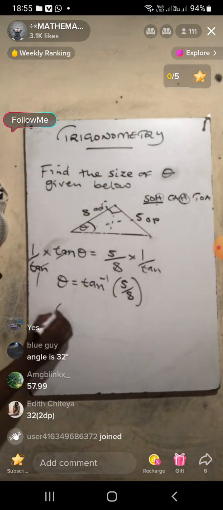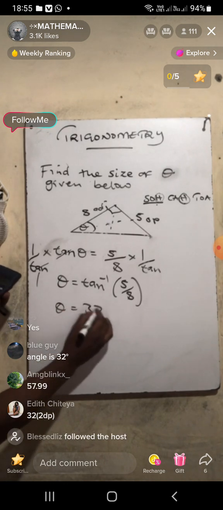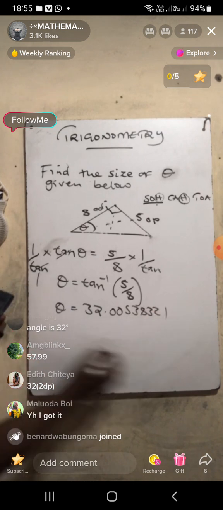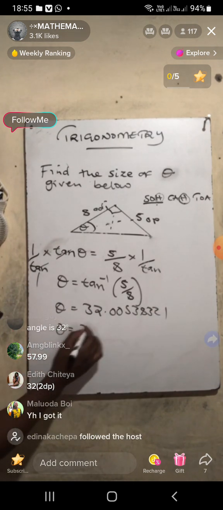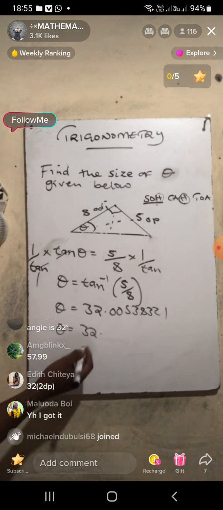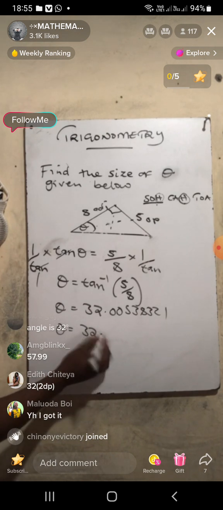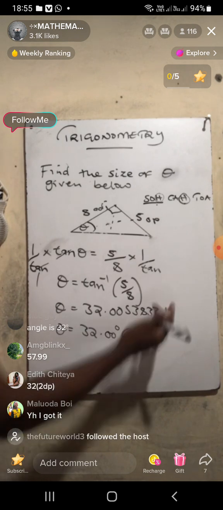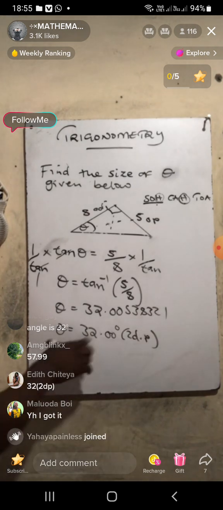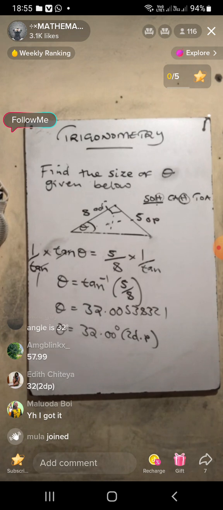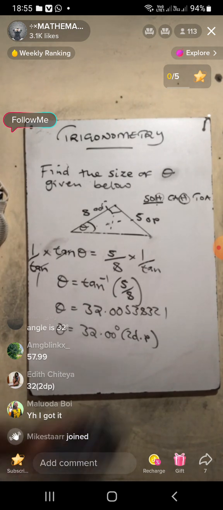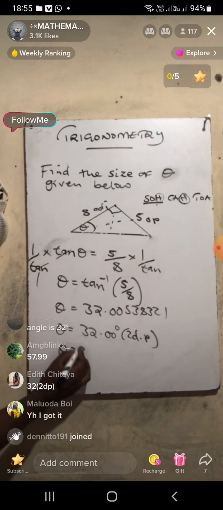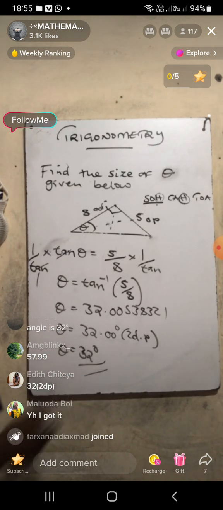So we are going to say theta is equal to 32.00538321, so theta is equal to 32.01 degrees, correct to 2 dp. Or we can just leave it as 32 degrees. It's all right, unless they have asked you to leave it in 2 dp.